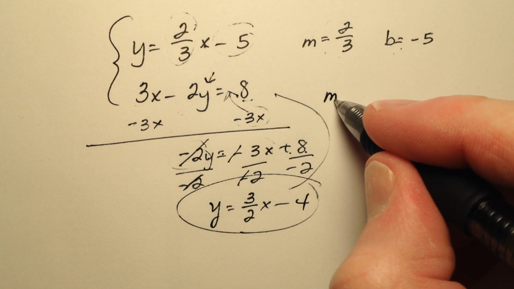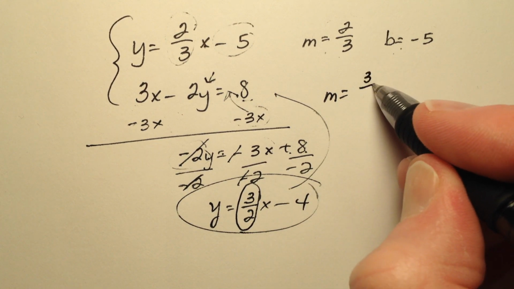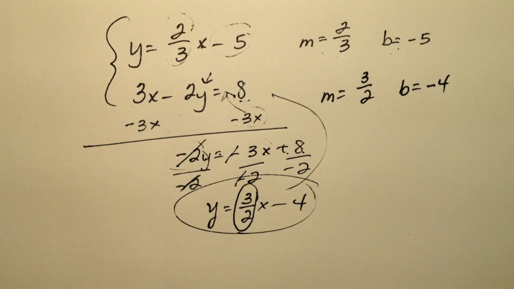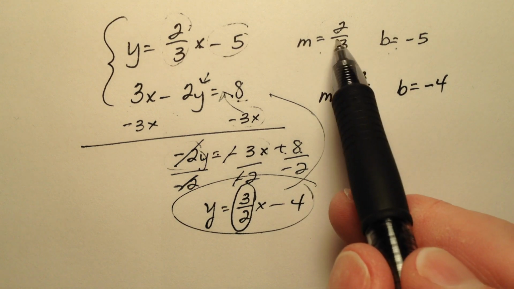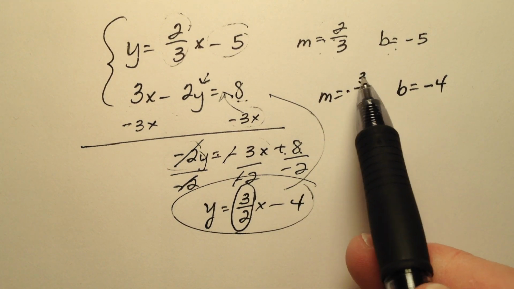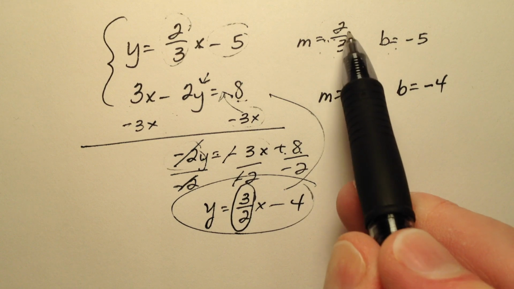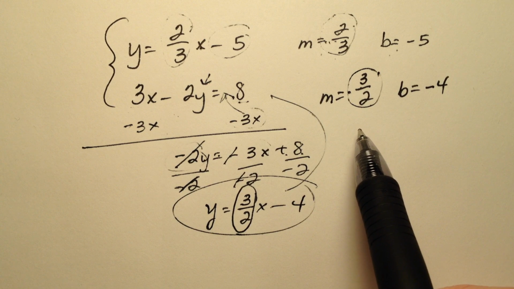So I can say the slope is the coefficient of my x, so 3/2, and my b value, or my y-intercept, is -4. So looking at this, the first thing I'm going to do is compare the slopes. Since I see the slopes are not the same, they look awfully similar, but this is 2/3 and this is 3/2, so not the same values.